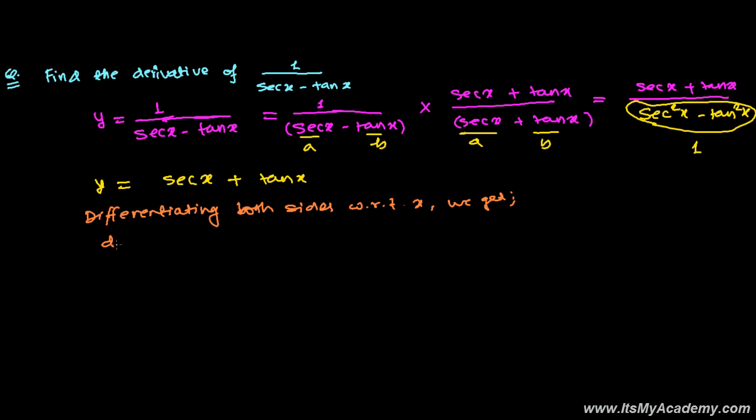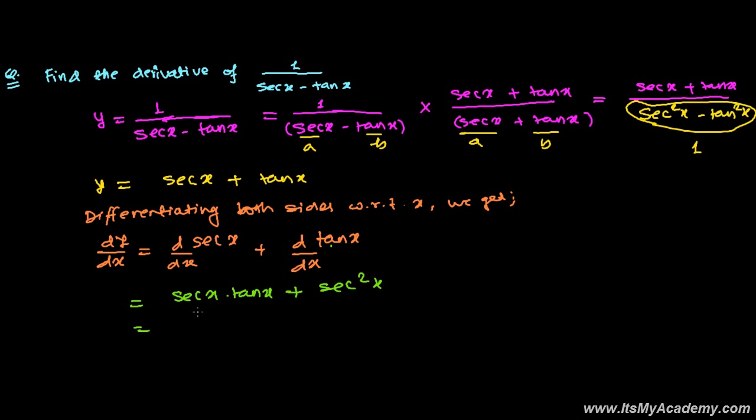What we'll get is dy over dx equal to the derivative of sec x with respect to x, plus the derivative of tan x with respect to x. So just write the respective values. The derivative of sec x is sec x times tan x, and the derivative of tan x is sec square x. If you want, you can take sec x common, and then you will be left with sec x times tan x plus sec x. This is the derivative of the given function, our answer.